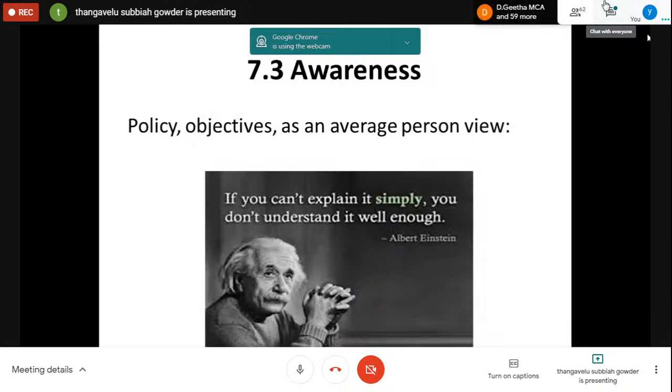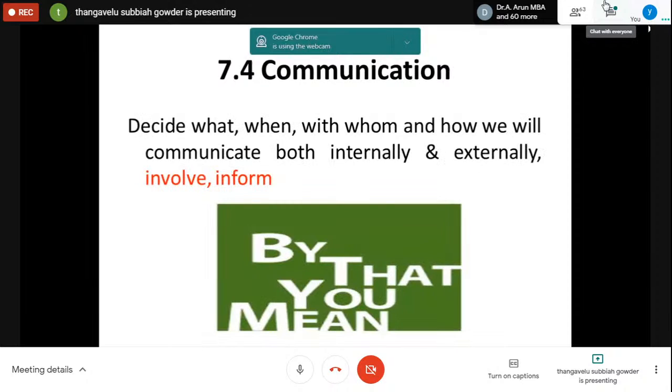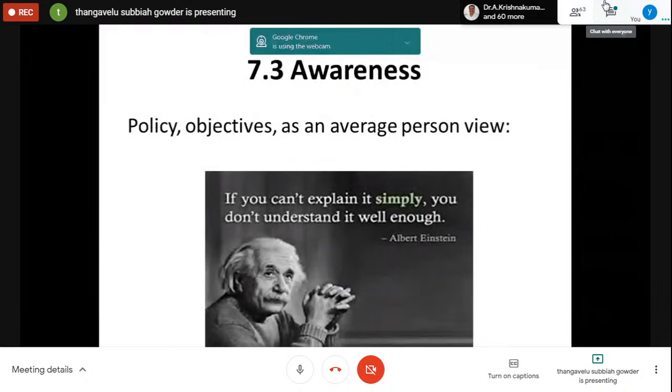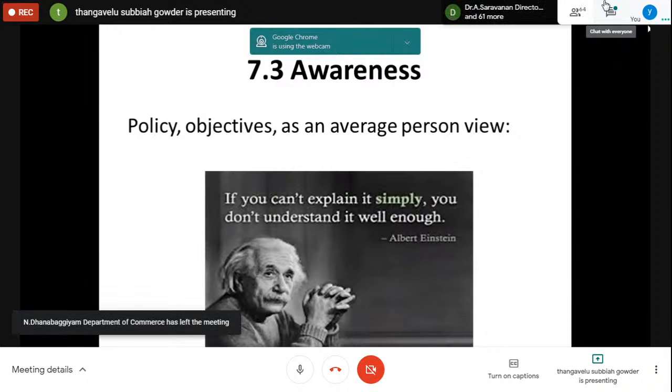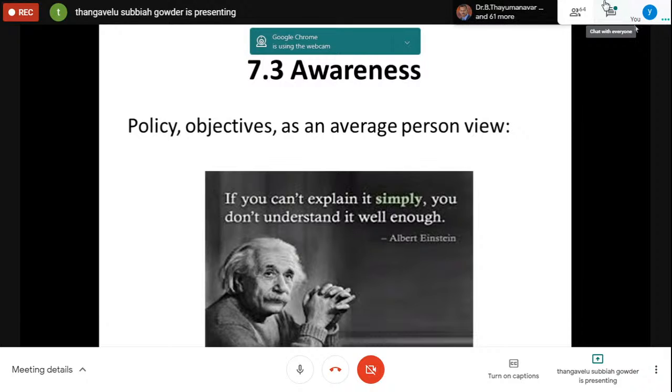And awareness. Each one of us should know the educational policy and the objectives relating to their activities, and they should be able to communicate very clearly to the listeners to whom they are expected to communicate, that means parents and students. We have developed the education policy and we have developed objectives also. Very simple objectives. See, we want to have core objectives only.